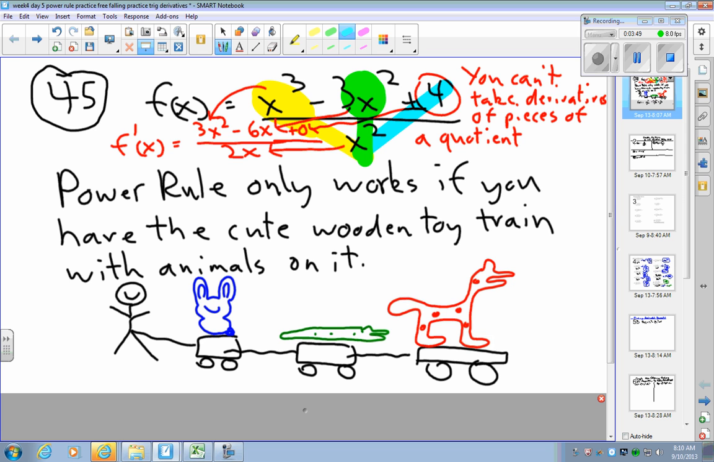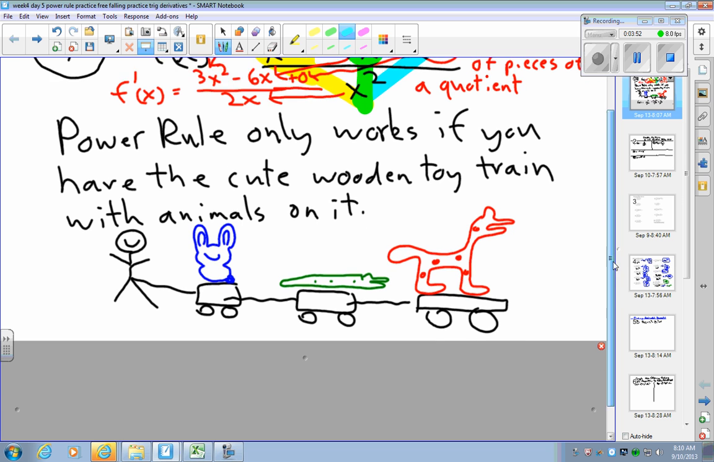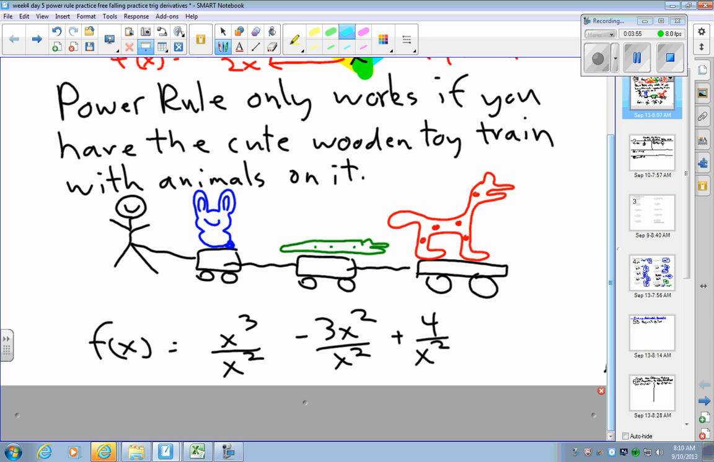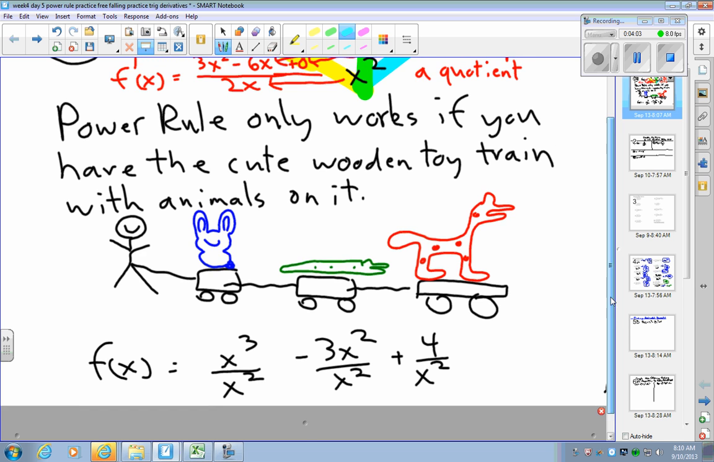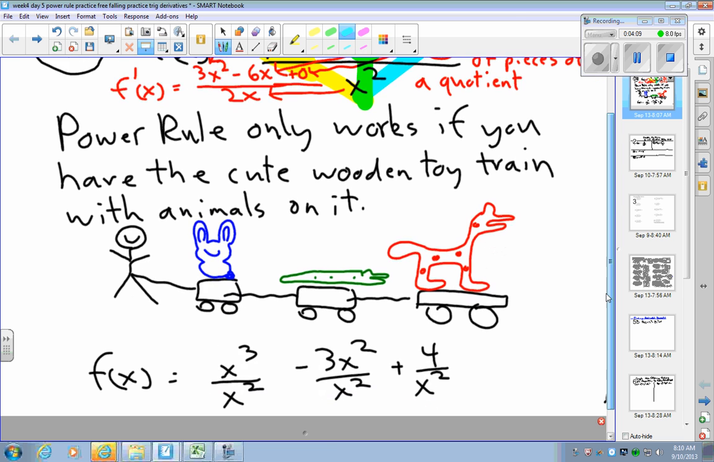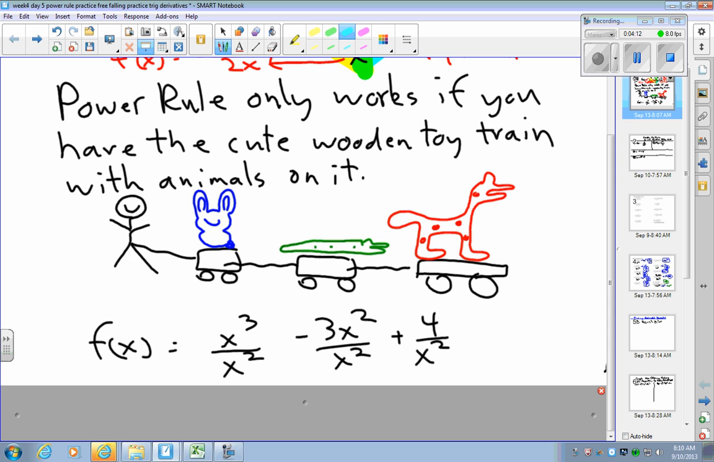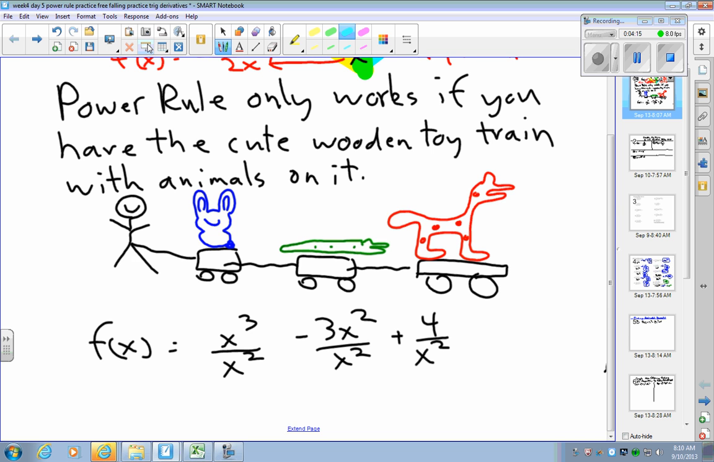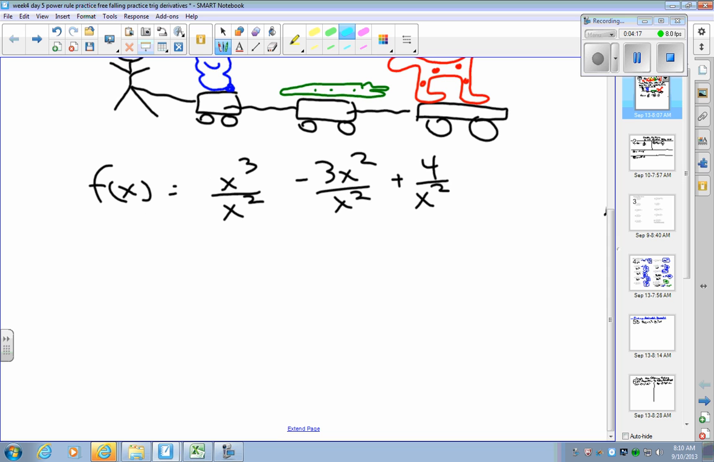Okay, so for this toy train to spread out, let's take a look at the guy again. I separated it into 3 separate pieces, the bunny, the alligator, and the giraffe. And notice all I did was divide each guy on top by the x squared. So there's the yellow guy, the green guy, and the blue guy, and that's all I did. Okay? So with that, now we're getting closer to building that toy train up. What I would do first still, though, is this is still a quotient. So don't try and take a derivative yet. You don't know how to take a derivative of a quotient. But you can simplify.